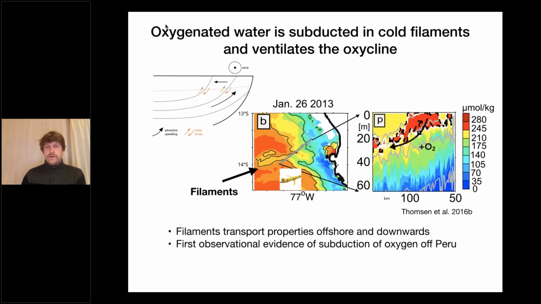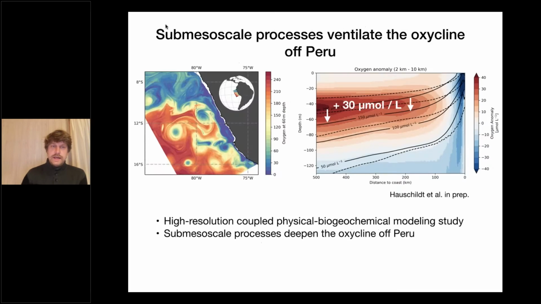Then we thought maybe this is a very important process, so we should investigate this further. And luckily, Jart Hauschild, who is now doing his PhD, with Andreas and myself and Vincent and others from France, looked into that in a high-resolution coupled physical biogeochemical model. What he found is that if you include these processes, indeed, you deepen the oxycline quite significantly. These are preliminary results of 30 micromole per liter if you include these kind of processes. So they are quite important.